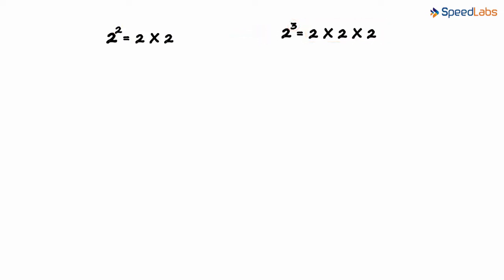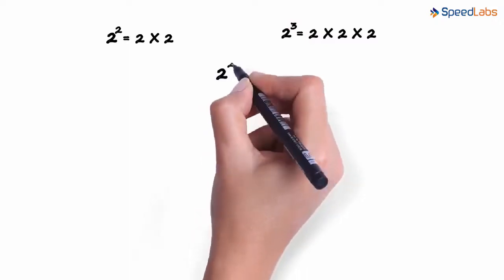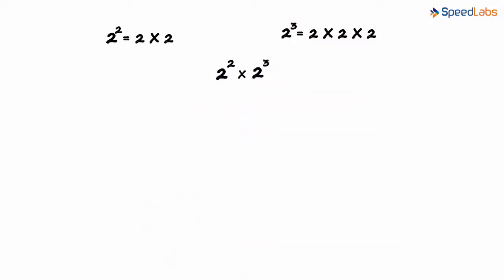Now let's say we want to multiply 2 raised to 2 with 2 raised to 3. Observe that the base in both the cases is the same. It's 2. This can actually be solved in two ways. Let's see the first way.